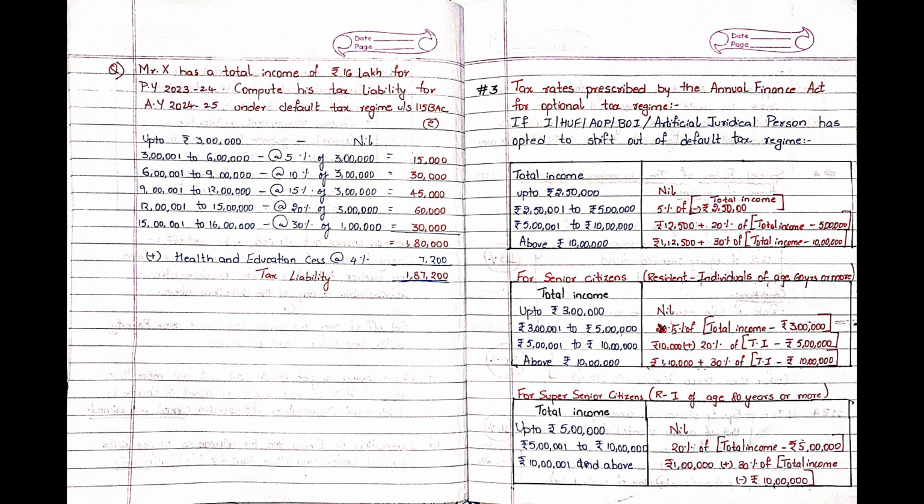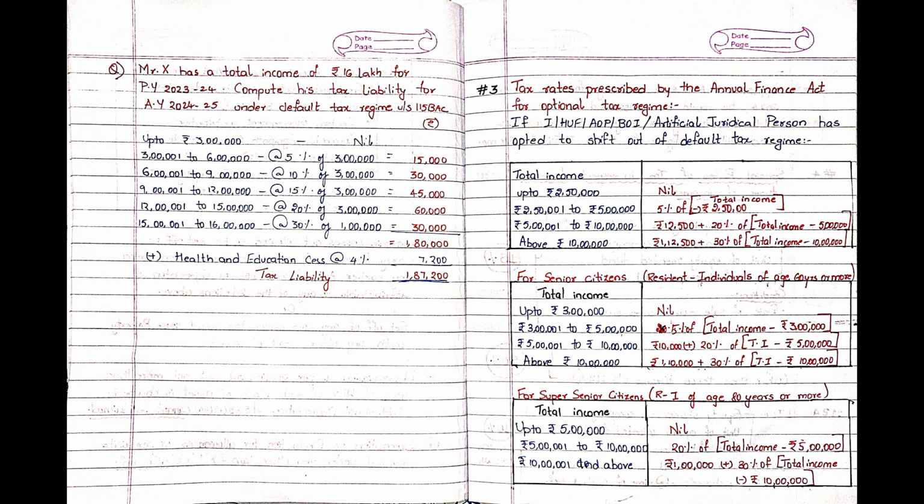I repeat, for super senior citizens, that is for resident individuals who are of age 80 years or more, the basic exemption limit is 5 lakh. So no tax up to the total income rupees 5 lakh. If the total income exceeds 5 lakh and it is up to rupees 10 lakh, 20% of total income minus 5 lakh is charged as tax. If the total income exceeds 10 lakh, then 30% of total income minus 10 lakh plus rupees 1 lakh amount is considered as the tax payable.